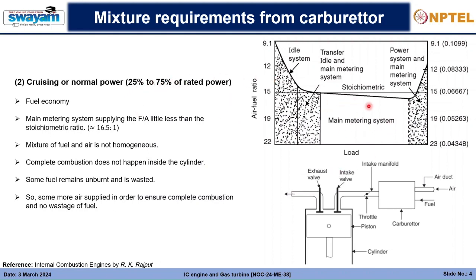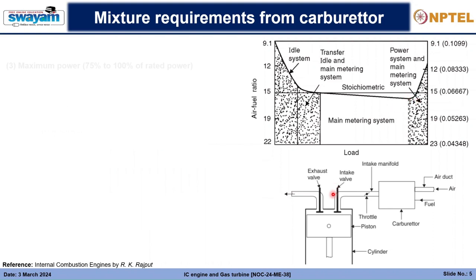So this is the system, and the main metering system is another auxiliary system attached to the carburetor, which takes care of this to supply the fuel air ratio a little less than the stoichiometric ratio, or the air fuel ratio around 16.5 to 1. So you see around here. Next, we will talk about maximum power conditions, that is 75% to 100% of rated power.